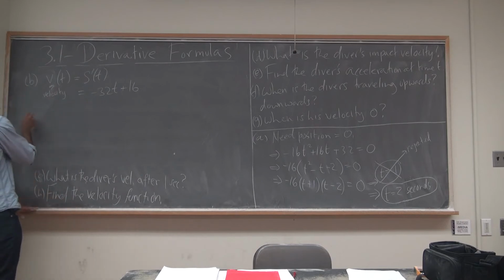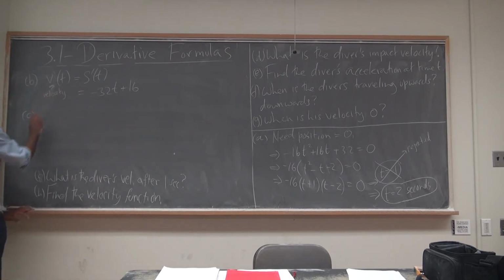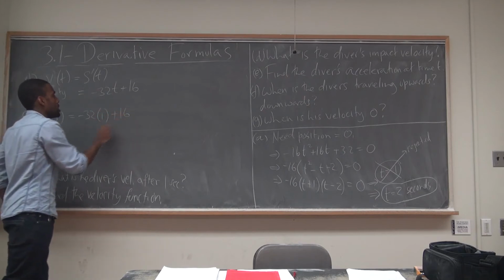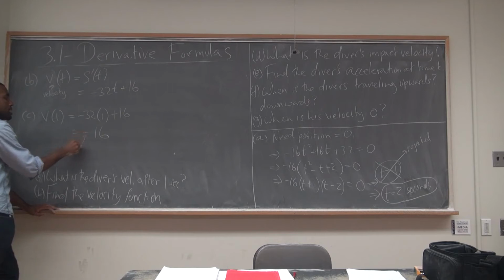C. Find the velocity after 1 second. So 1 second into the dive, how fast is he moving? Plug in v of 1. We want the velocity at that time. So it's minus 32 times 1 plus 16, which means minus 16. What does minus 16 mean? He's falling at 16 feet per second, moving down.